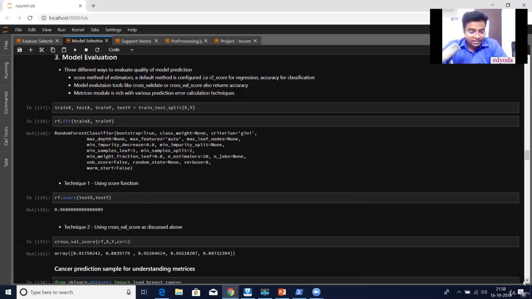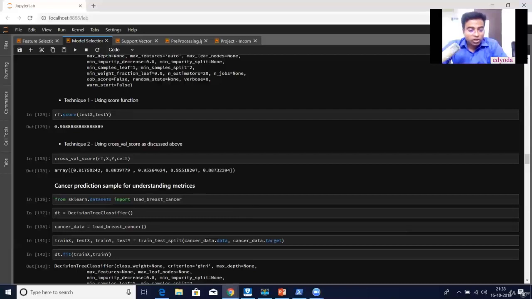The next technique is using cross-validation score. This is the model, this is the data, and this is the number of splits that you're allowing. As you may have mentioned, CV is equal to 5. It returns you 5 accuracies based on how many divisions you made. So 4 for training, 1 for validation. You did this 5 times, and these are the accuracies that you got. So your overall accuracy would be the mean of this.